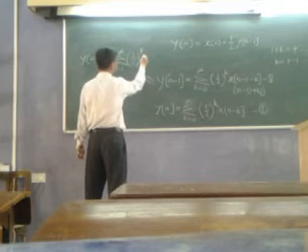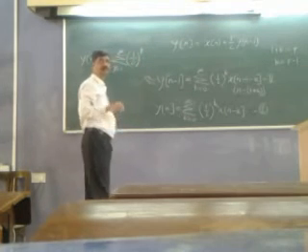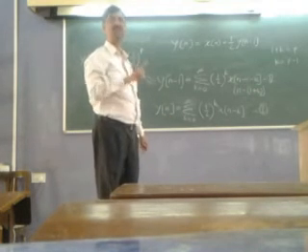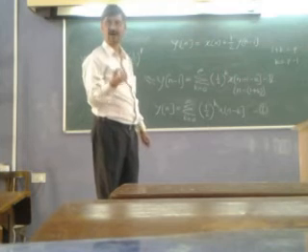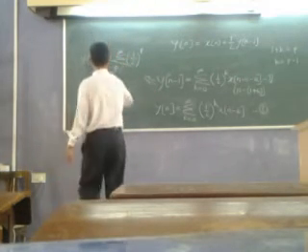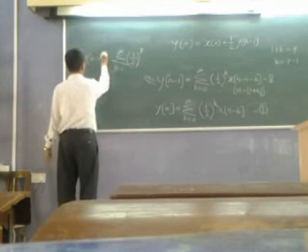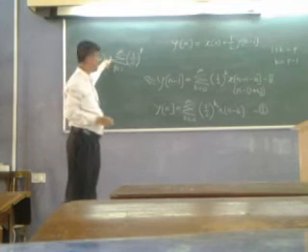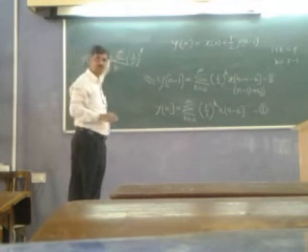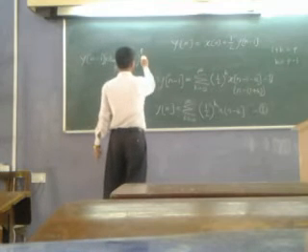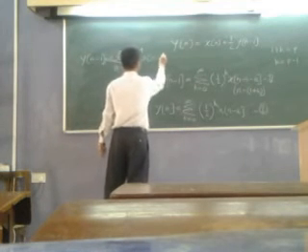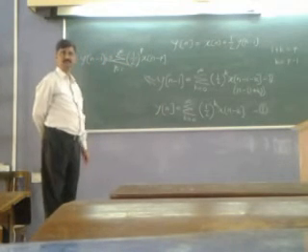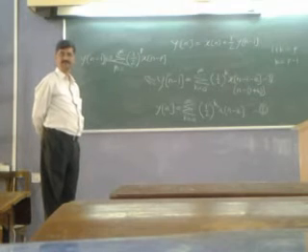Means half raised to p into half raised to minus 1. So what should I write? 2 comes out, correct? Is it okay? Half raised to p into half raised to minus 1, that is 2 into x of n minus p. Is it correct? Yeah. It's okay? x of n minus p.